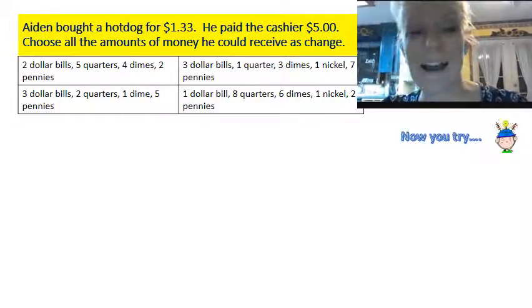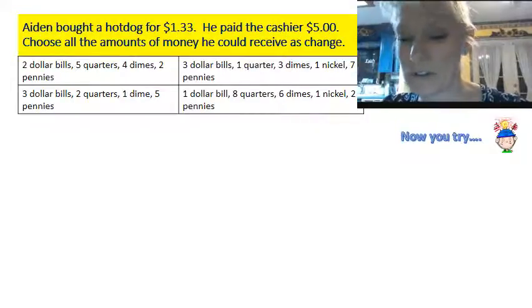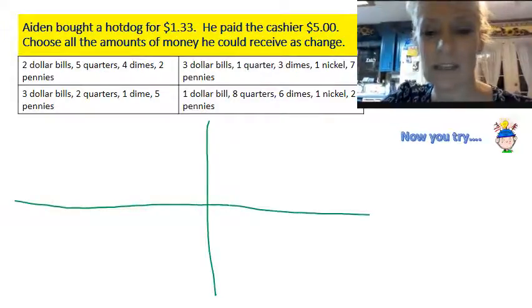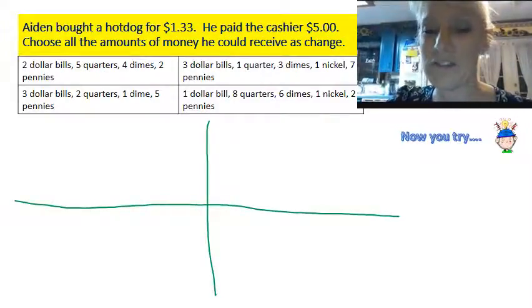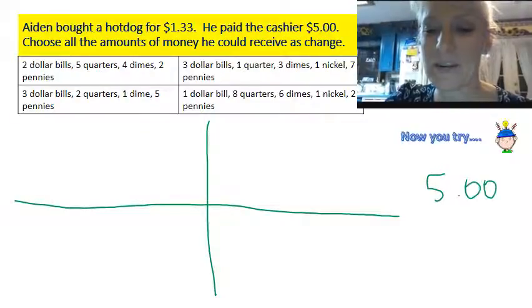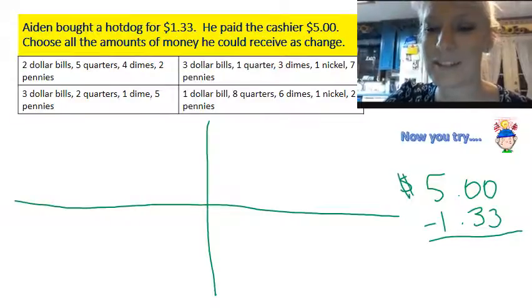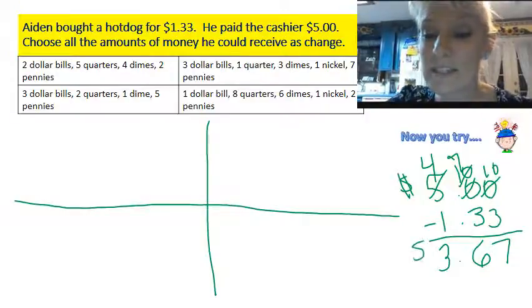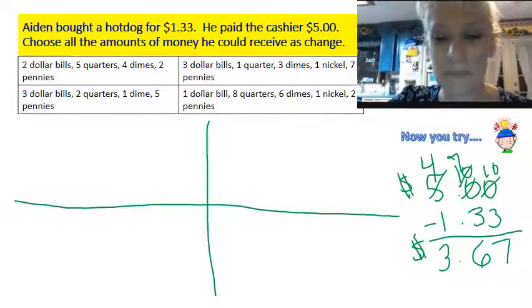Okay, I hope that you tried this out, and I am very quickly going to show you what you should have found. First thing you should have done, after figuring out that $5 take away $1.33, we should have done that first. All right, I'll have to go into speed mode here. This is 10, this is 7, that's a 6. We are looking for $3.67.